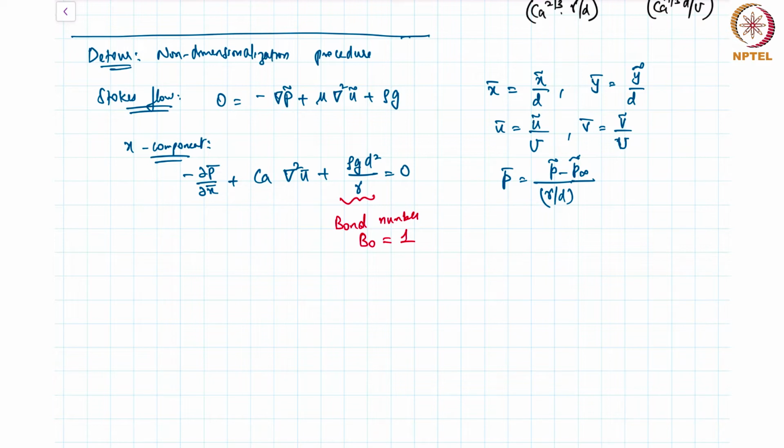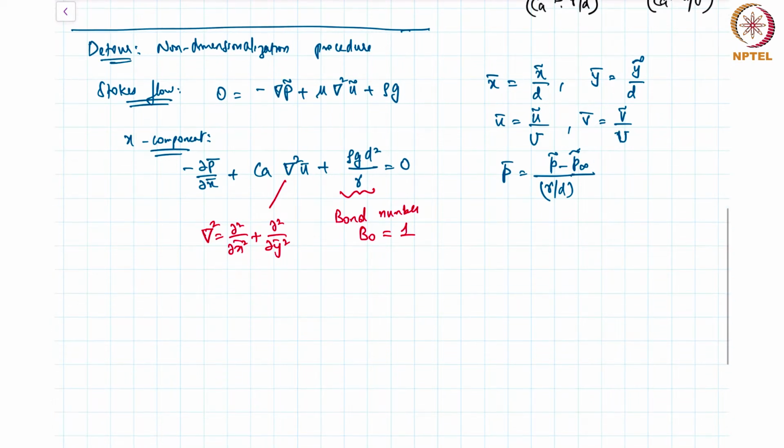And the capillary number is just what we had defined earlier, mu U by gamma. And this del square operator is nothing but del square by del x square plus del square by del y square, with bars. Okay. Now note that I haven't really employed the lubrication approximation yet. Now we want to employ the lubrication approximation.